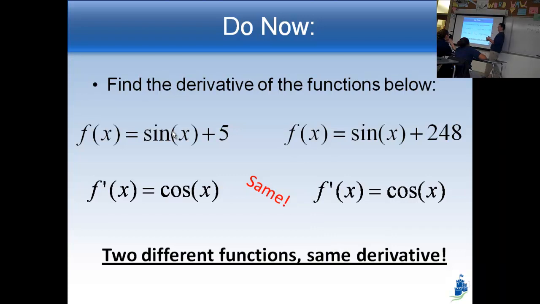Raise your hand if you think it's don't know. Raise your hand if you think it's neither. Raise your hand if you think it's both. Both is an answer. Okay. Like I said before, the definition of an antiderivative is any function whose derivative is the thing that you start with. So these are antiderivatives of cosine because their derivative is cosine. Right? So they both are.